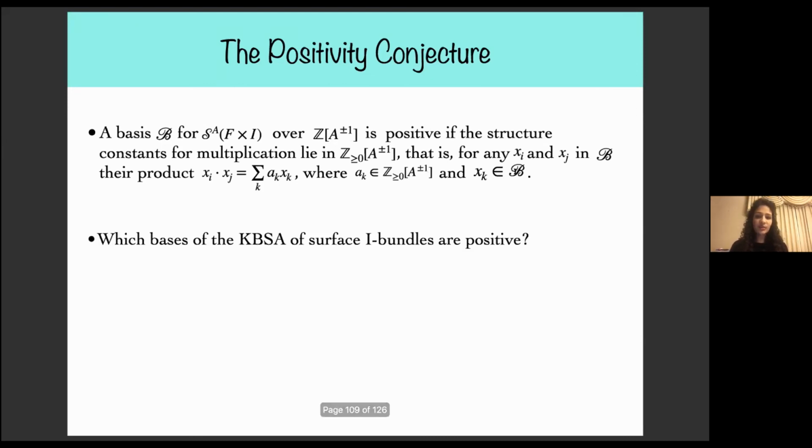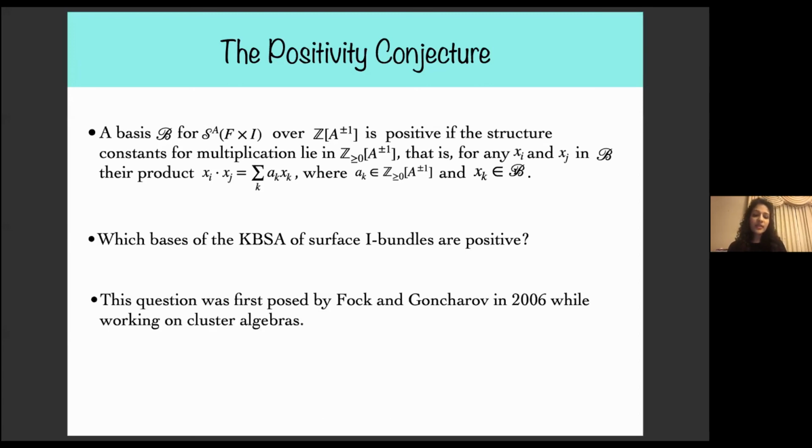So the question which arises is: which bases of the Kauffman bracket skein algebra of surface I-bundles are positive? This question was first posed by Fock and Goncharov in 2006 when they were working with cluster algebras.